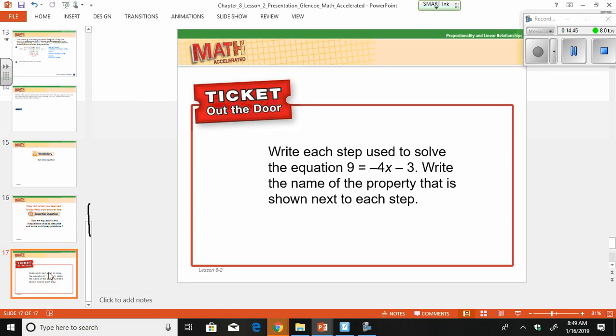So write each step used to solve the equation. Write the name of the property that is shown next to each step. So the first thing you're going to do is add 3 to both sides. So that's the addition property of equality. And then you divide by -4 on both sides, and that is the multiplication or division property of equality.